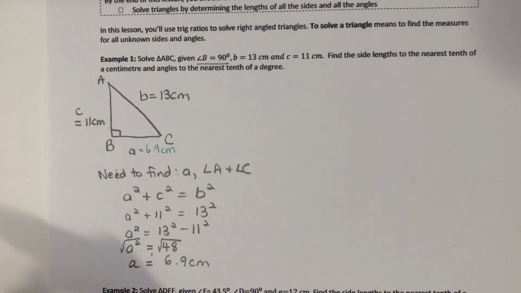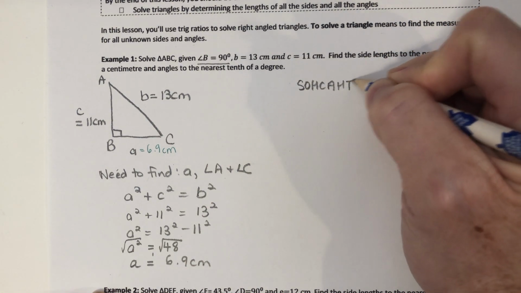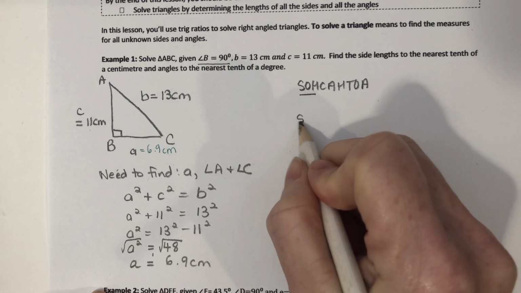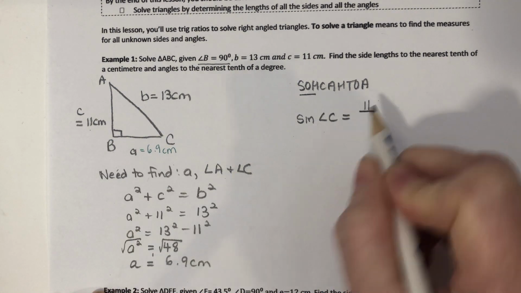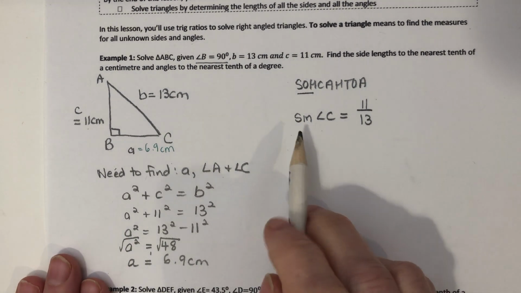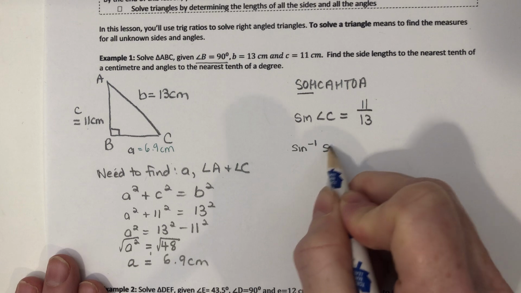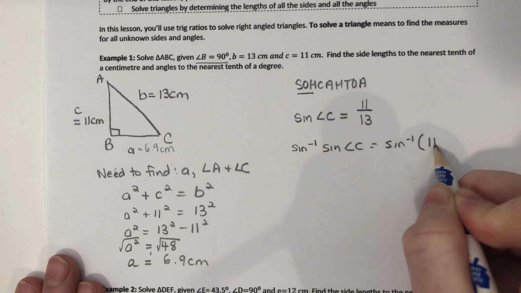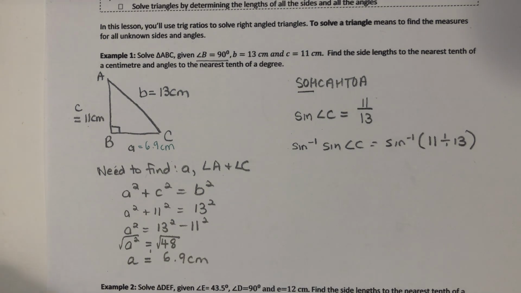So let's use those two sides to get angle C, and we're going to again use SOHCAHTOA. And the ratio that includes the opposite and hypotenuse is sine. So I'm going to do the sine of angle C is equal to the opposite side, which is 11, over the hypotenuse, which is 13. And recall from previous lessons that when we want to undo sine C to just get C, we use the inverse sine. So we're going to do the inverse sine of the left side and the inverse sine of the right side. And I'm going to write this as 11 divided by 13 because that's how I'm going to put it into my calculator.